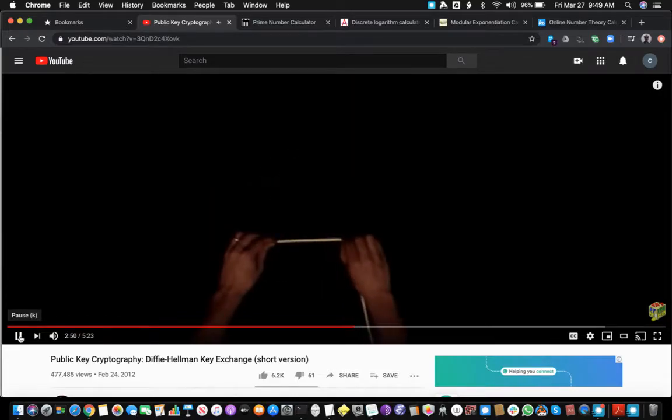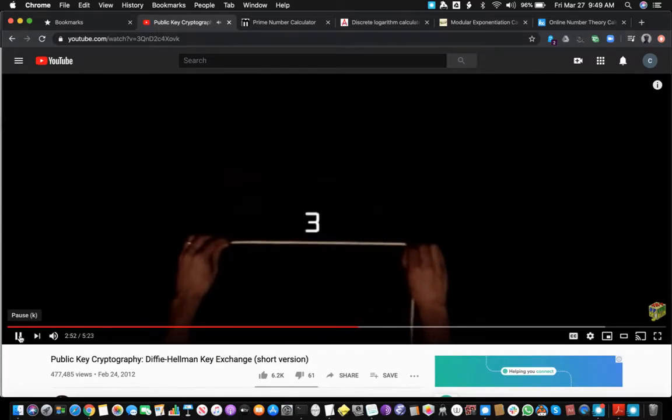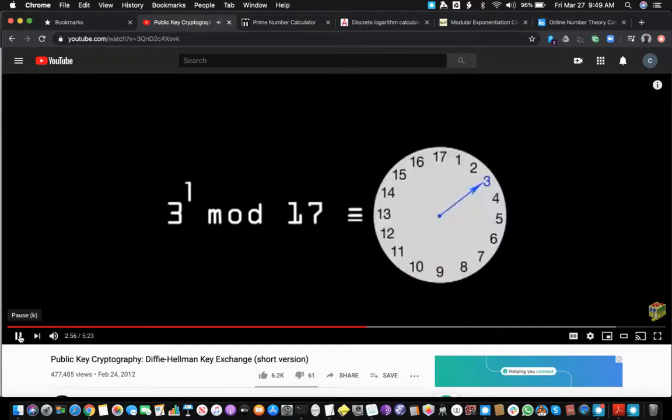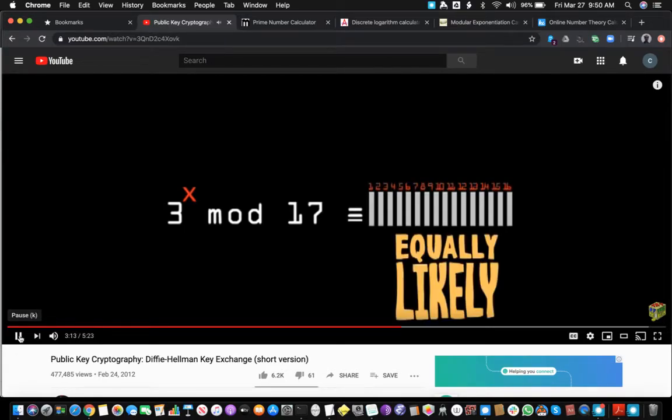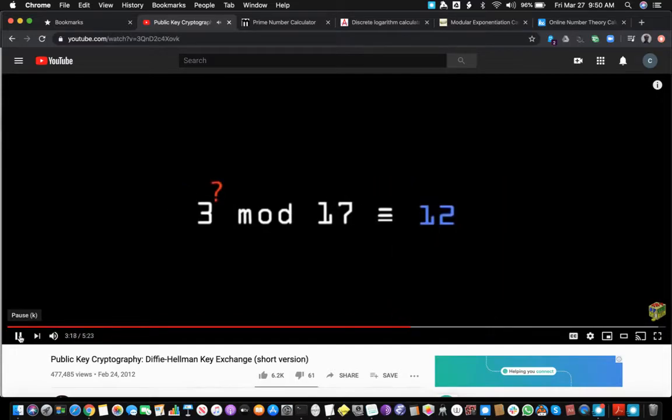Now, to make this work, we need a prime modulus, such as 17 instead of 12. Then we find the primitive root of 17, in this case 3. And it has this important property that when raised to different exponents, the solution distributes uniformly around the clock. 3 is known as the generator. So if we raise 3 to any exponent x, the solution is equally likely to be any integer between 0 and 17. Now, the reverse procedure is hard.